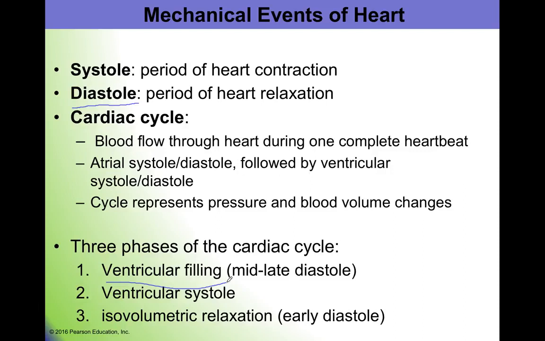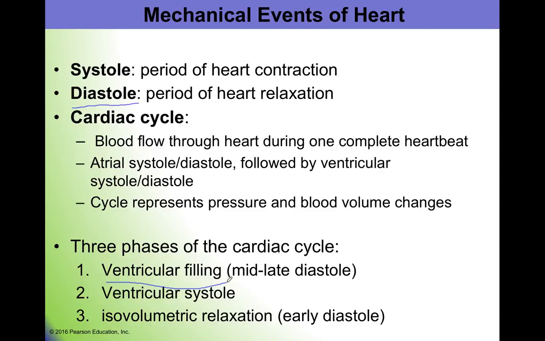We have the second step, which is ventricular systole. Simply put, is when ventricles are contracting. And then the last one is isovolumetric relaxation, which comes immediately after ventricular systole, where your ventricles are starting to relax and atria is starting to fill the ventricles with blood. Now, this is a very generic overview as I described so far. So let's go ahead and take a look at these three steps or processes within the cardiac cycle.